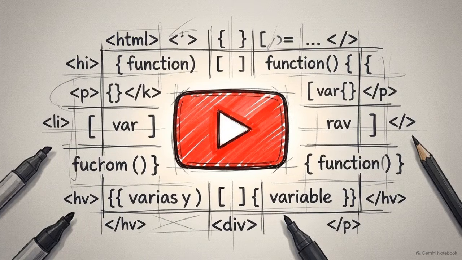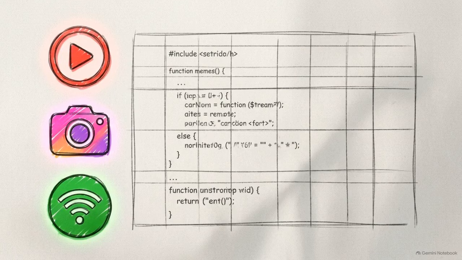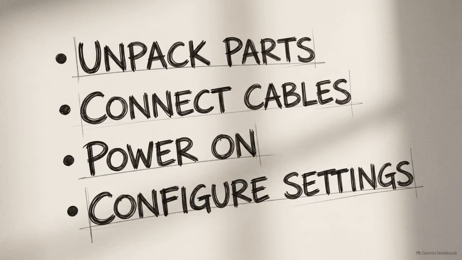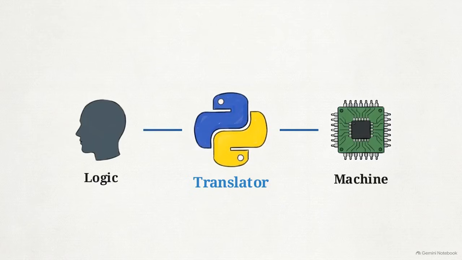You might not realize it, but every time you watch a video on YouTube, scroll through Instagram, or stream a playlist on Spotify, you are interacting with Python. A lot of people assume coding requires advanced math or a complex understanding of machine architecture. But really, writing code is just giving instructions in plain English. Python is simply the translator sitting between your logic and the machine.